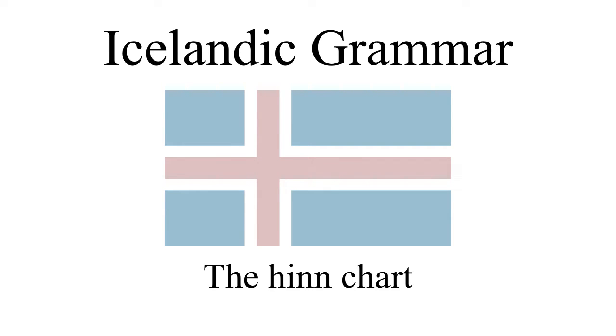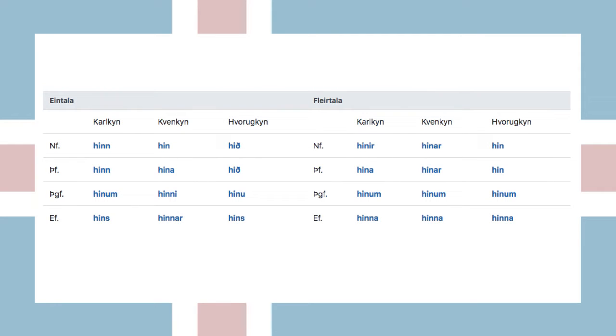In this video we're going to be talking about the Hinn chart and how it can benefit you to take some time to memorize this chart. Now you might be wondering, what is the Hinn chart? Well, here it is right here. What we're looking at is one word with 24 different forms.